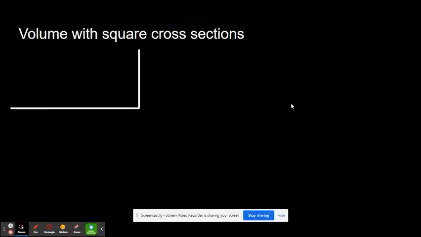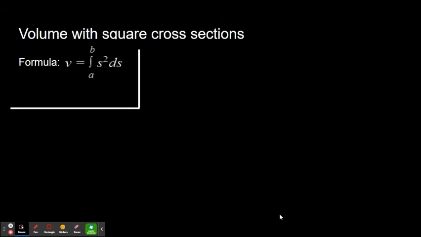So we're going to start with finding the volume of a graph with square cross-sections. We're going to start by looking at the formula, which is V equals the integral from a to b of s squared ds. And one thing you'll have to remember is that when the cross-sections are perpendicular to the x-axis, you'll be in dx, but if they're perpendicular to the y-axis, you will be in dy.